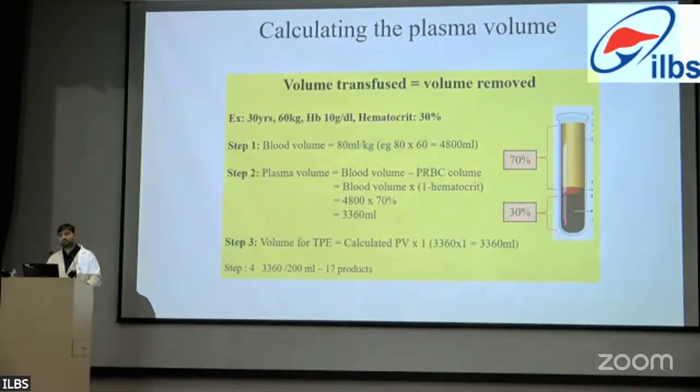How do we calculate the dose of the replacement fluid in therapeutic plasma exchange? Take around 70 to 80 ml per kg as blood volume if normal. Plasma volume is calculated as blood volume into 1 minus hematocrit. For example, a patient of 30 years, 50 kg, hemoglobin of 10 and hematocrit of 30, the total plasma volume comes to around 3,360 ml for a standard plasma exchange. Around 200 ml of product is available in one packet of fresh frozen plasma, so around 17 to 18 products we give to a normal adult patient for therapeutic plasma exchange.